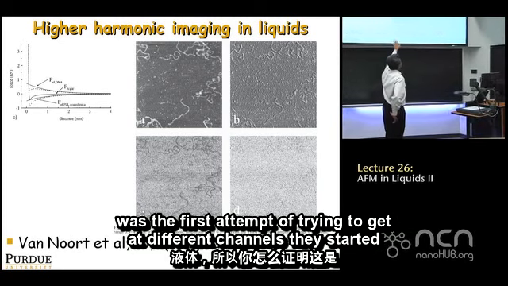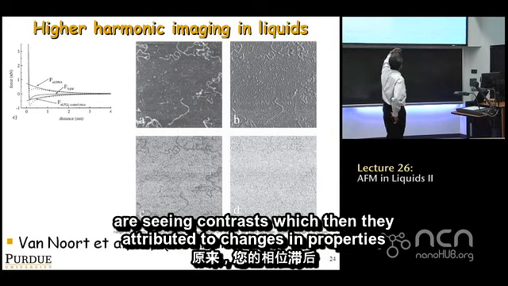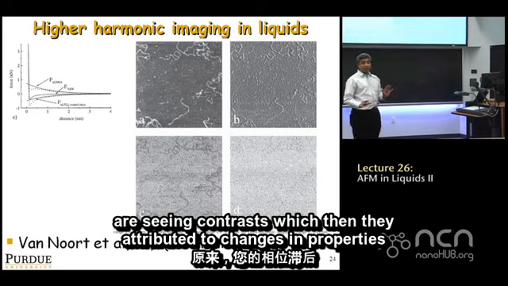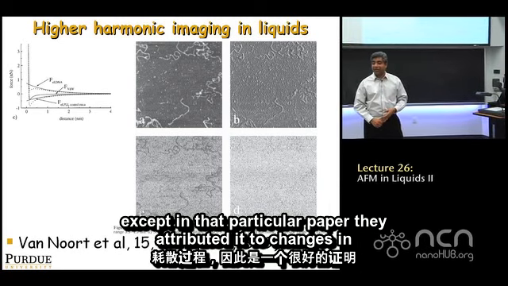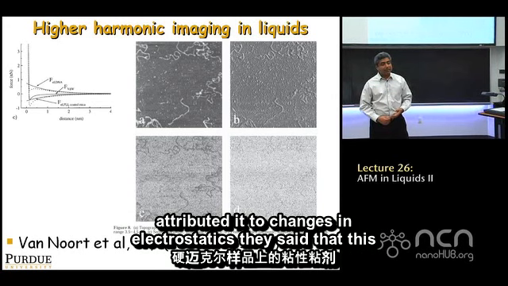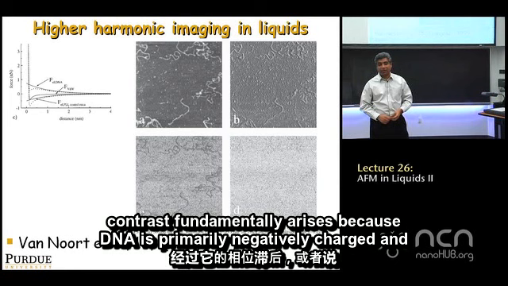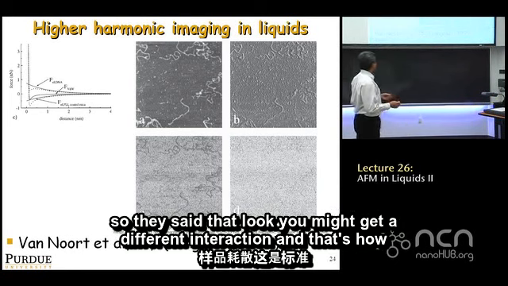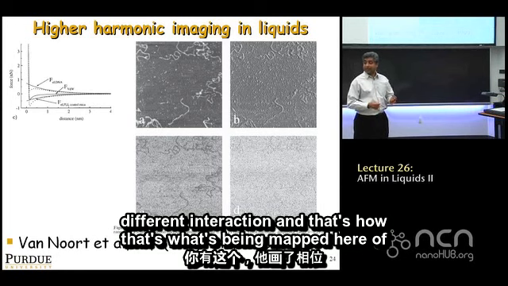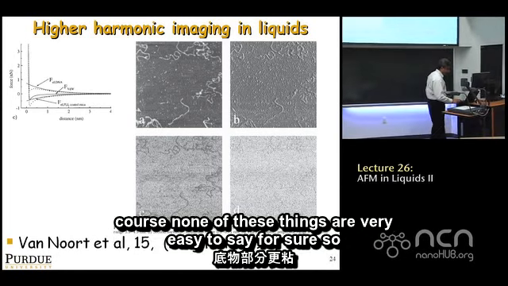They started looking at these higher harmonics and started seeing contrasts, which they then attributed to changes in properties, except in that particular paper, they attributed it to changes in electrostatics. They said that this contrast fundamentally arises because DNA is primarily negatively charged, and so you might get a different interaction, and that's what's being mapped here. Of course, none of these things are very easy to say for sure.